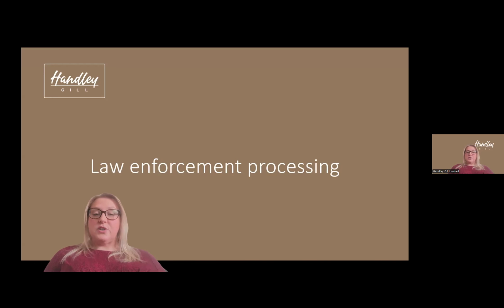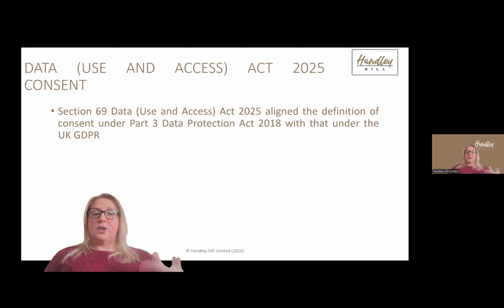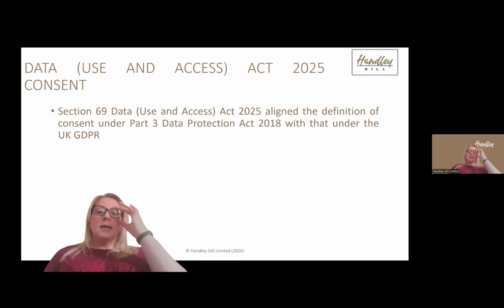So let's deep dive into each of those sections. On law enforcement processing, as we said, Sections 69, 72, 75, 82 and 84 came into force on the 20th of August. What do they do? Well, Section 69 of the Act aligned the definition of consent under Part 3 of the Data Protection Act 2018. If you're a competent authority processing personal data for law enforcement purposes, you're not governed by the UK GDPR, you're governed by Part 3 of the Data Protection Act. And this aligns the definition of consent under Part 3 with that under the UK GDPR, essentially.